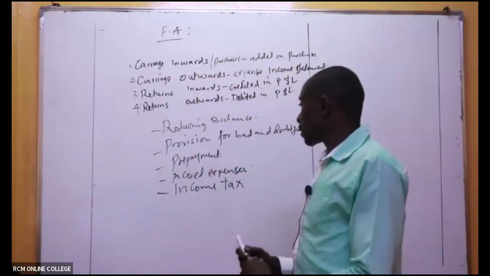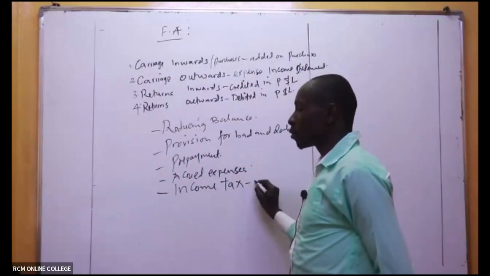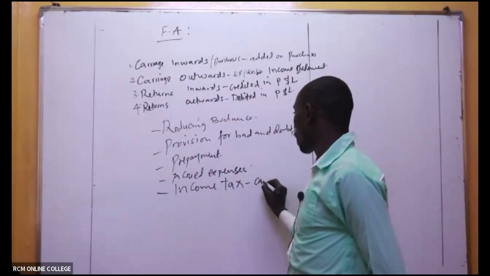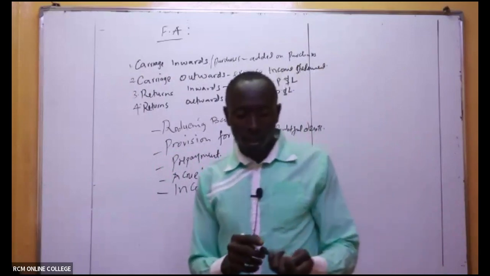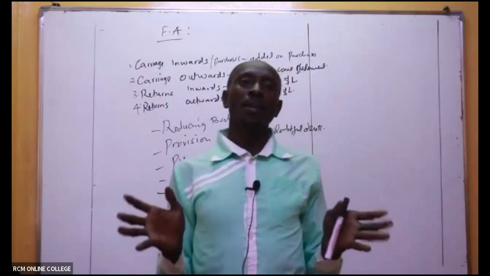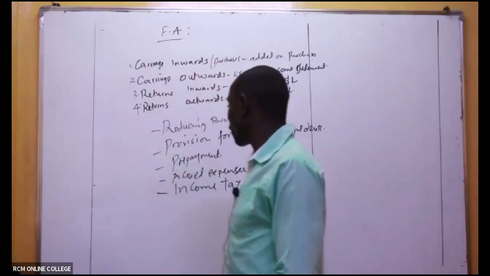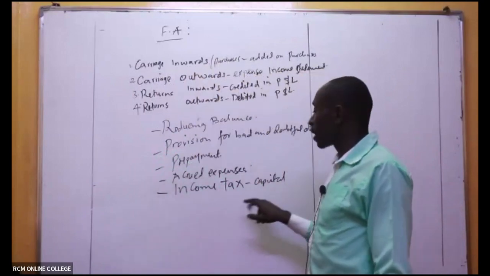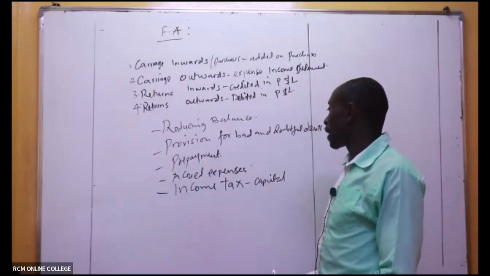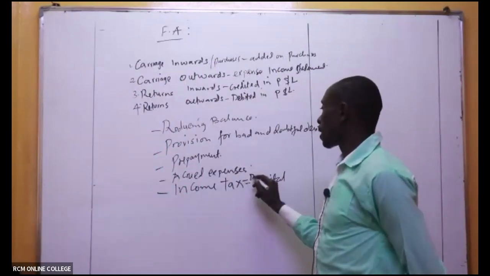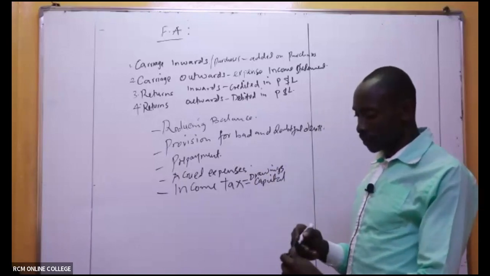Now, income tax is normally charged on capital. When we come to sole trader, this one is charged on capital because a sole trader is not a separate business entity. Therefore, the accounting treatment for income tax is normally deducted from the capital. It is taken as drawings.